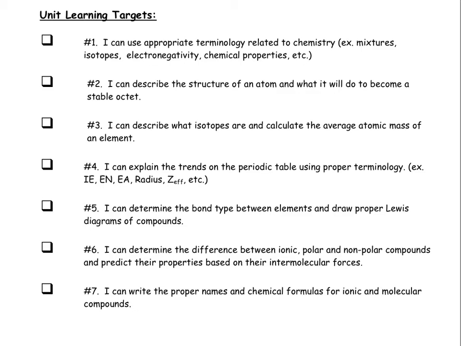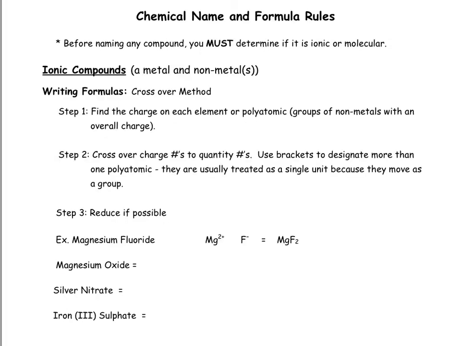In this lesson, we'll review how to write the names and formulas for ionic and molecular compounds. Before naming or writing the formula of a compound, you must determine if it is ionic or molecular. Different types of compounds have different sets of rules or notations for writing the names and formulas. Let's deal with ionic ones first.